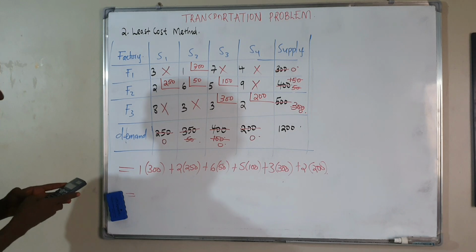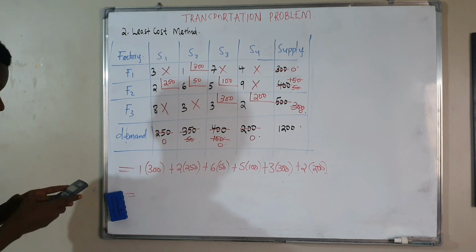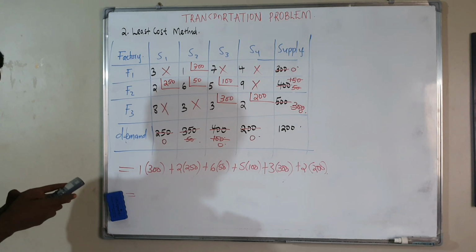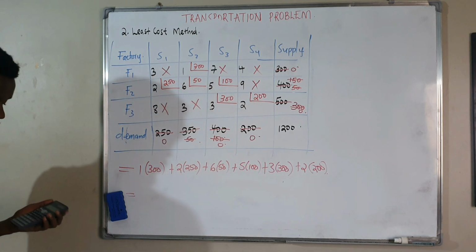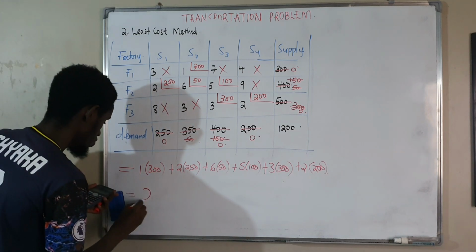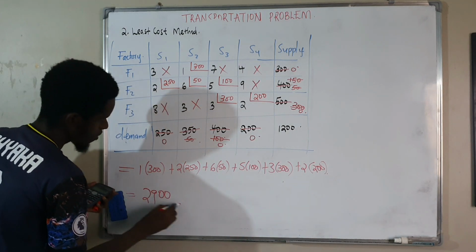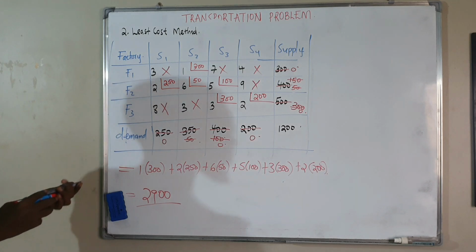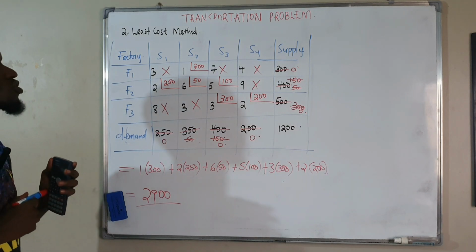300 times 1 plus 2 into 250, plus 6 into 50, plus 5 into 100, plus 3 into 300, then plus 2 into 200, gives me the answer, the cost of transporting my commodities from a given factory to a given store, which is going to be 2900. Then this is going to be my cost using the least cost approach of determining the transportation problem.